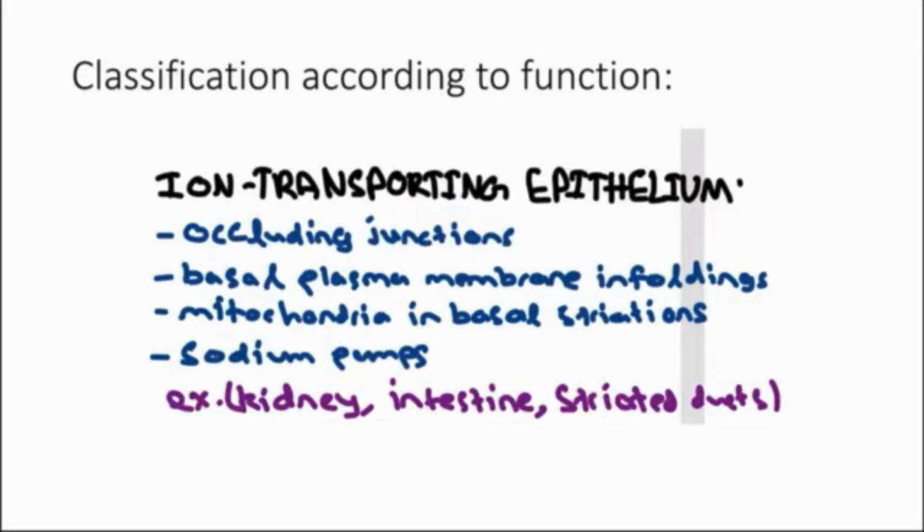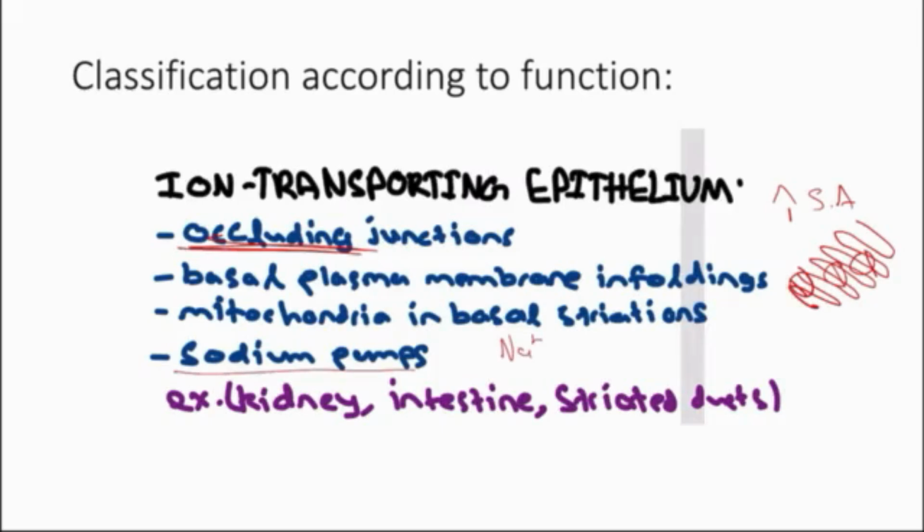There's also ion transporting epithelium. This has occluding junctions, and the basal membrane has infolding, so it's sort of like this shape. This increases surface area, so you can transport more. You have mitochondria here as well inside the striations, and sodium pumps, like Na+/K+ pumps, to transport ions across. You can find these in the kidneys, in the intestines, and in the striated ducts, for example.